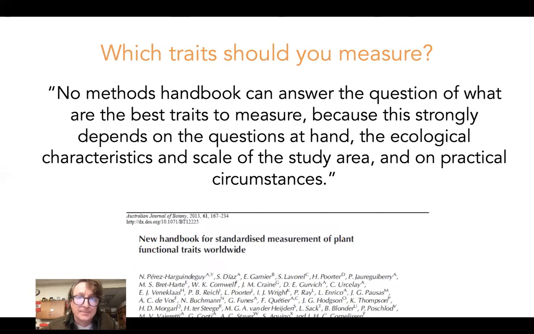So which trait should you measure? I'm going to pull out a great quote here from the new handbook.